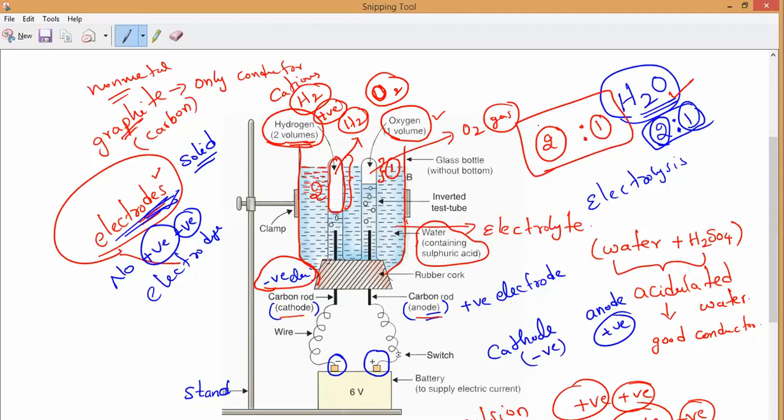If 2 volumes of hydrogen are collected, 1 volume of oxygen is collected. Sir, then how will we do it in industries? Here they will keep the opening, and they will continuously collect the gases into the tanks, so that hydrogen gas will be stored here and oxygen gas will be stored here. Do you understand, everybody? Please respond.